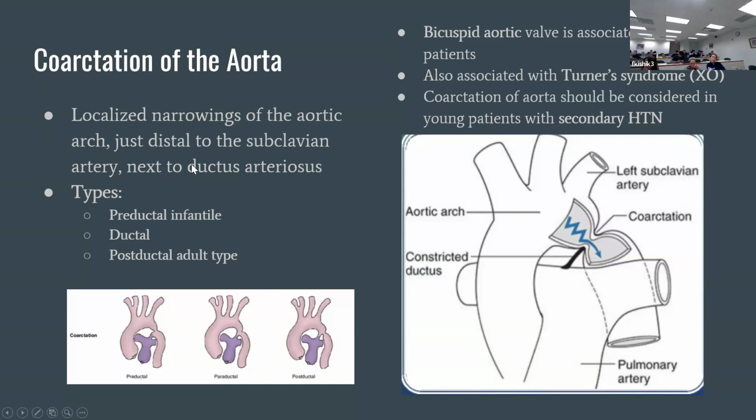Like we talked about, if there's one congenital abnormality, you're going to look for other syndromes that it could be associated with. A lot of times, if you have coarctation of the aorta, bicuspid aortic valve is associated with it in like 50 to 80% of patients. Also associated with Turner syndrome. And it should always be considered in the differential in young patients with secondary hypertension.